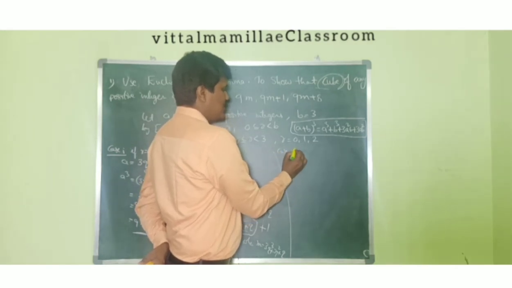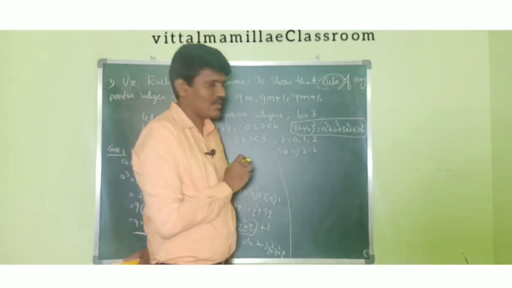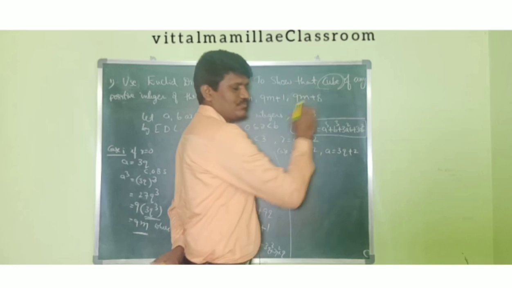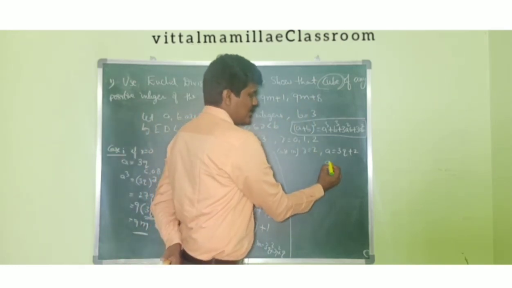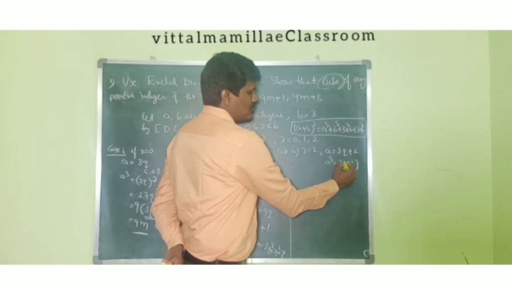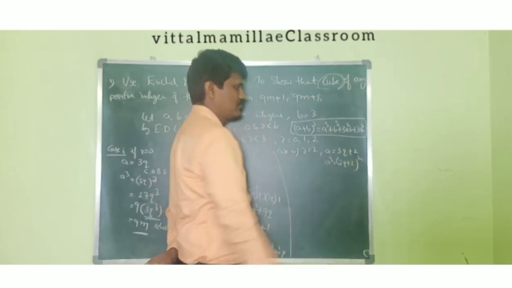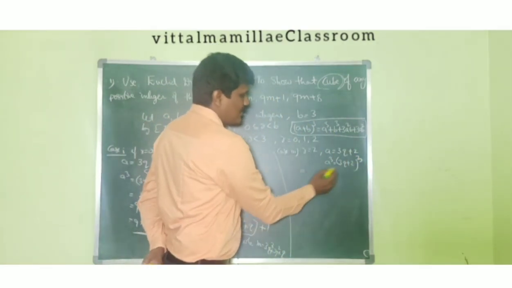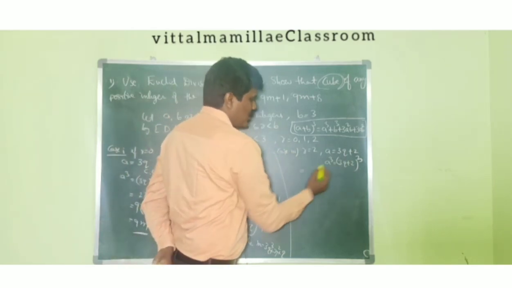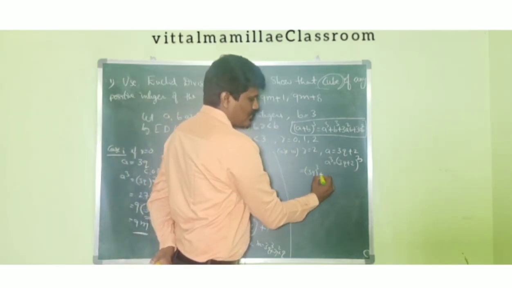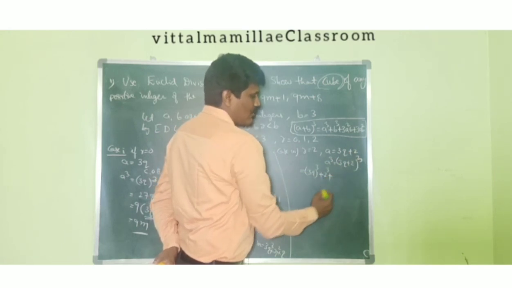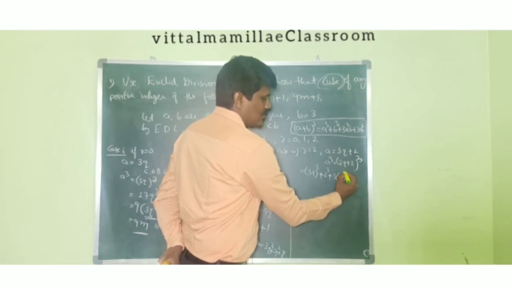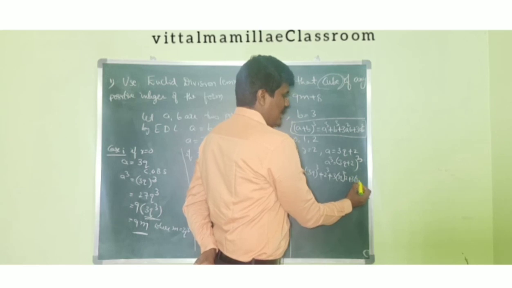Now let us see case 3. What is case 3? r is equal to 2. If r is equal to 2, a is equal to 3q plus 2. Cubing on both sides, you will get a cube is equal to 3q plus 2 whole cube. So again we should apply the a plus b whole cube formula. What will you get? a cube is nothing but 3q whole cube, b cube is nothing but 2 cube, plus 3a square b plus 3ab square.